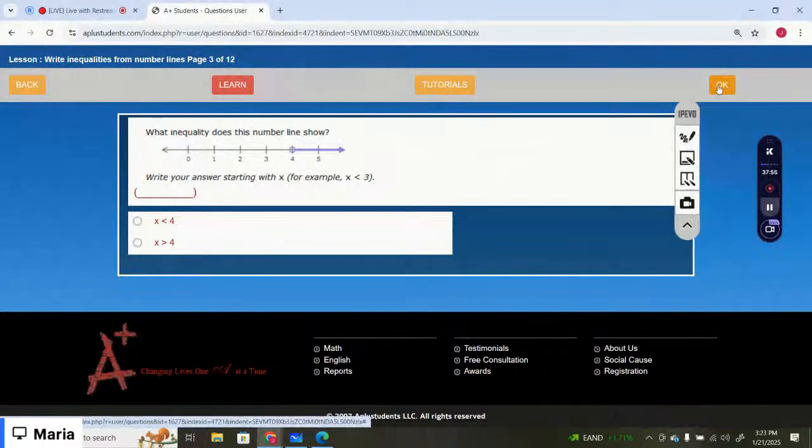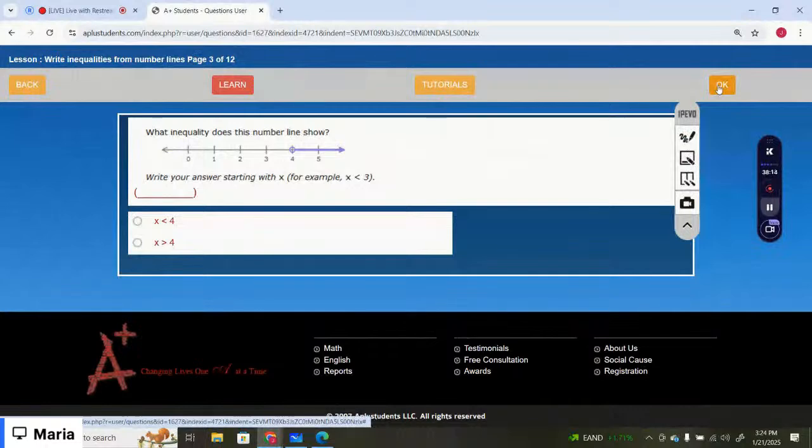What inequality does the number line show? Which is the correct option? Here you have an open circle at 4, right? Not the filled in one. That means 4 is not the solution of the inequality, but all the numbers that are greater than 4.